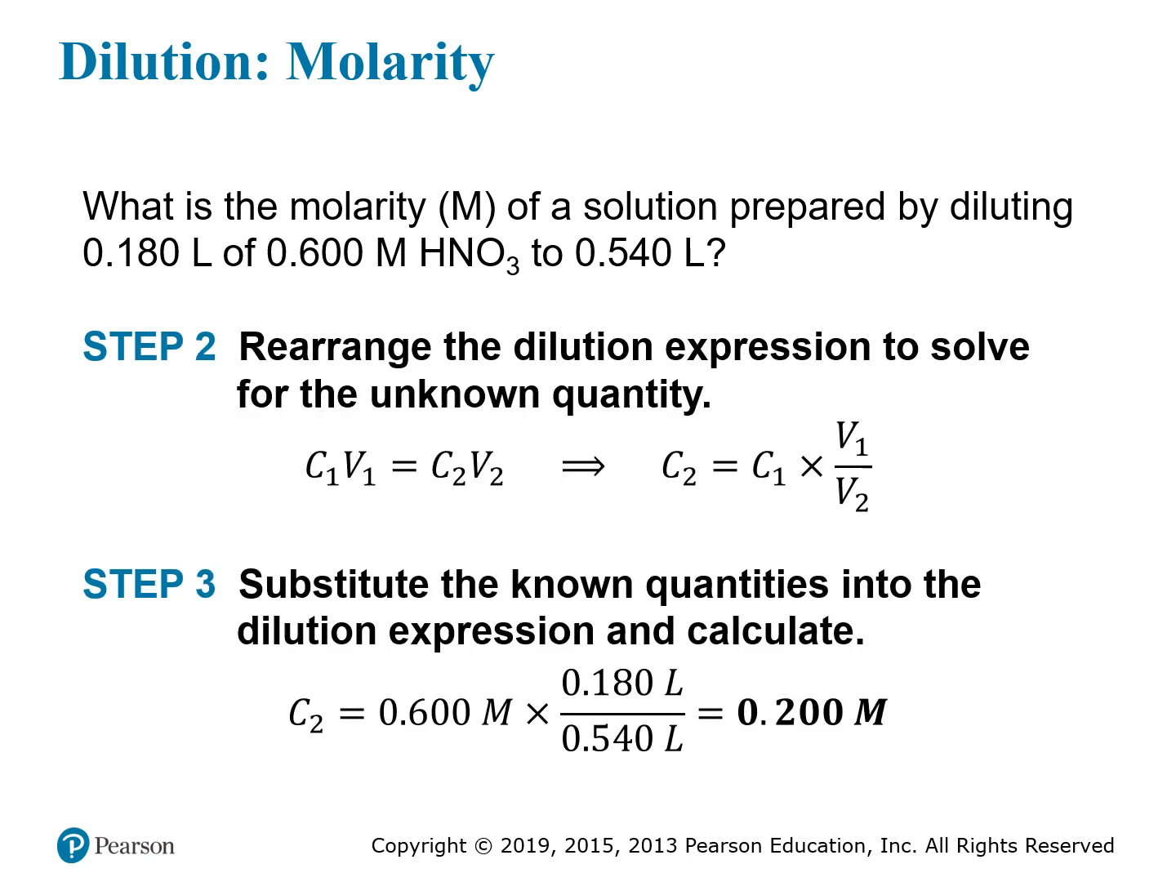Then you rearrange the dilution formula to solve for the final concentration, C2, and then you put in your values. So C1 is 0.600 molar. The initial volume is 0.180 liters. The final volume is 0.540 liters. The liter unit will cancel out, and you'll be left with the same concentration unit that you originally had. And so we'll end up with 0.200 molar concentration. That's the final concentration once you've diluted this solution.